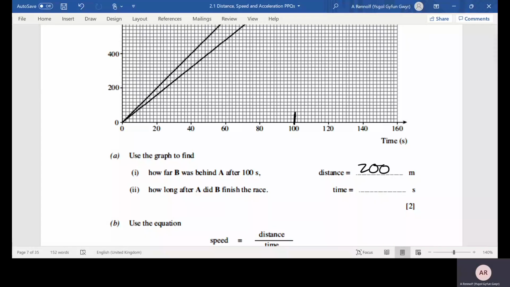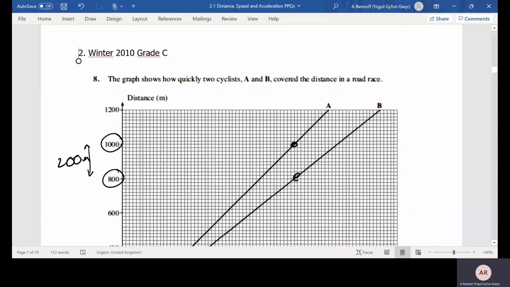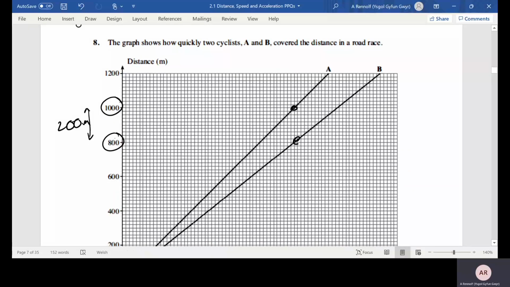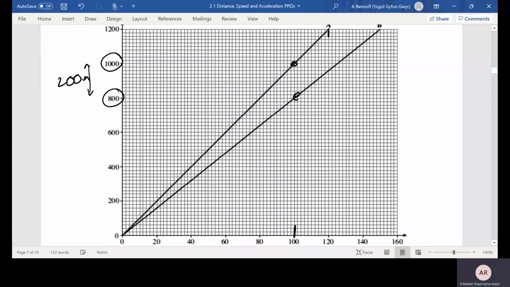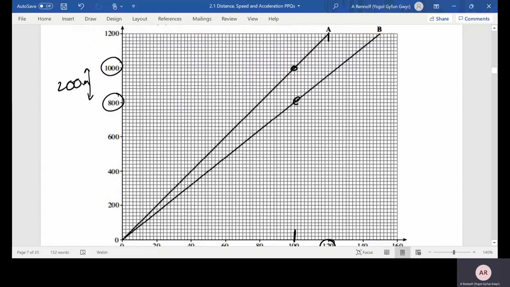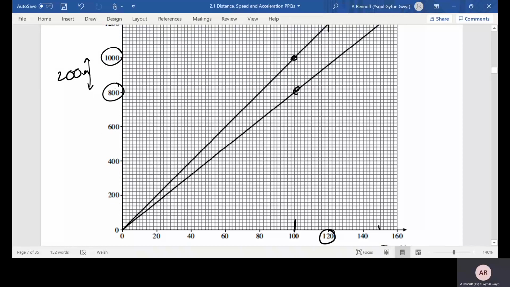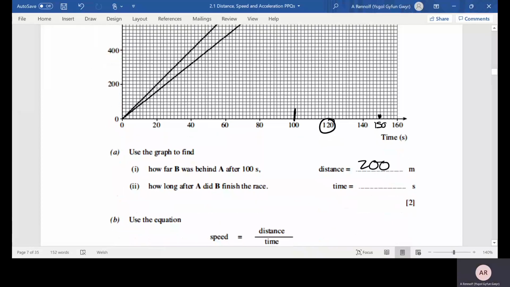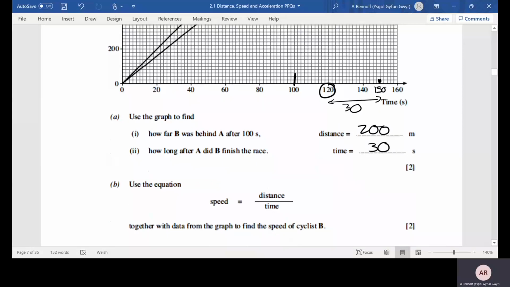How long after A did B finish the race? Well, A finished the race, 1,200 meters, there at 120. B finished the race at halfway between 140 and 160, which of course is 150. And so between 120 and 150, we've got 30 seconds. So there's a 30-second time difference between them.